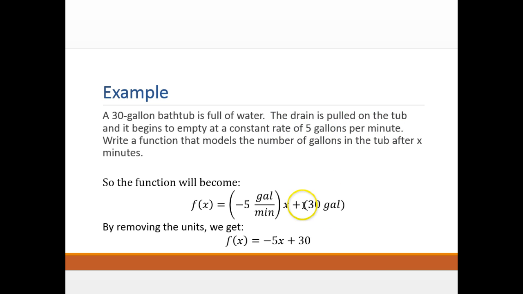The initial value, we started out with 30 gallons. So if we remove the units, the gallons per minute and the gallons, we wind up with f of x equals negative 5x plus 30. We now have our model. We can now predict how much water will be in the tub after, say, 2 minutes or 4 minutes. We can sit there and make predictions in our model.